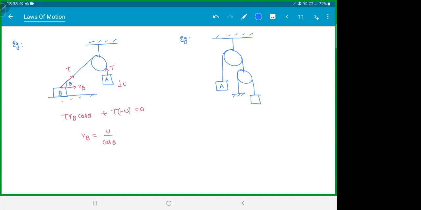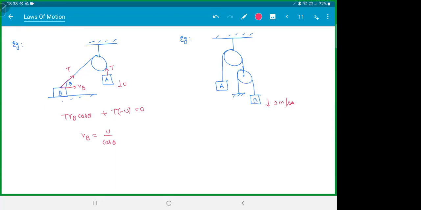Suppose I give you a problem like this. Now look, method 1 will be a mess here. Why? The length of the string is constant. Which length will you take? Will you take this length or this length? Both are right, but it will be quite complex to observe with method 1. When you have multiple strings, you can still apply it, but it becomes quite confusing, like which length should I take exactly? But if you observe this, let's say B is going down with 2 meters per second.